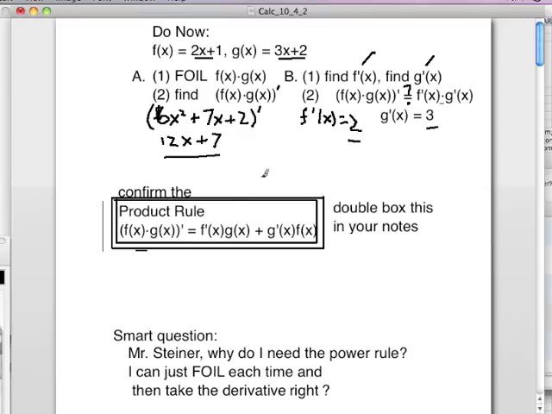But in fact, when you have a product, and a product is multiplying two things together, f of x times g of x, you should use the product rule to differentiate. So this is the product rule, and we're going to confirm it in this case. If we multiplied them first and then found the derivative, we found it to be 12x plus 7 in this case.